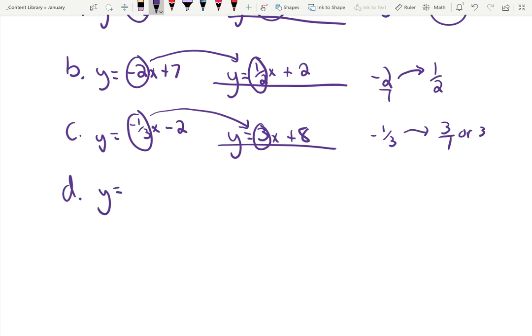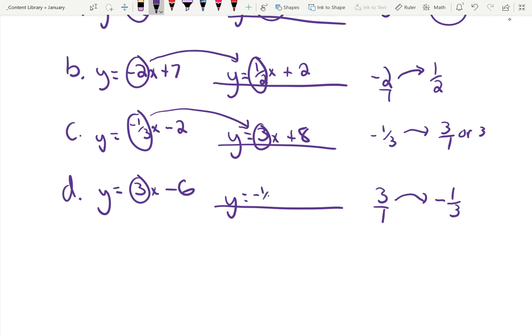Y equals 3x minus 6. So remember, opposite reciprocal slopes. The slope here is 3, or think of it like 3/1. Opposite reciprocal of that: positive will now make this a negative slope, and then flip the fraction. Put a 1/3. So -1/3. Pretty much the opposite of what we saw in problem C. So -1/3 x, and then we'll say +5 or something, right? Opposite reciprocal slopes, though. Again, that's the most important part.